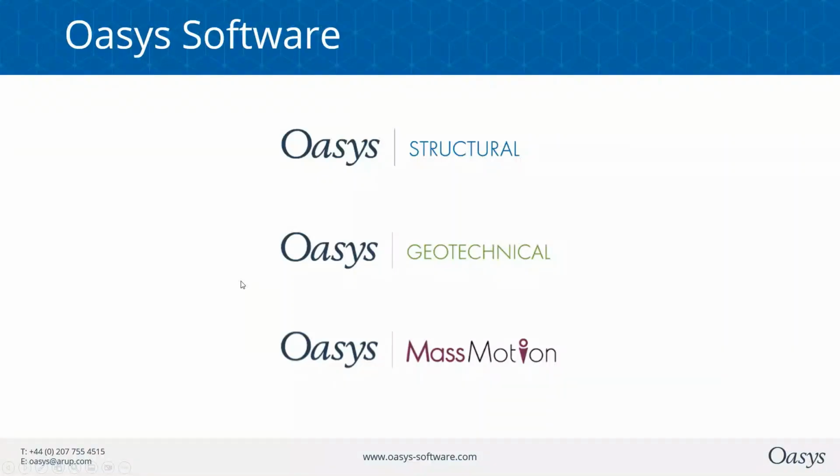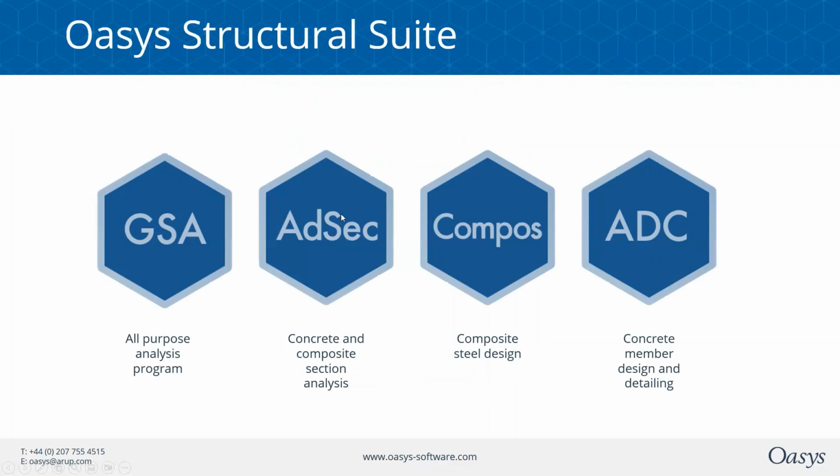Oasys, quick introduction to us. We are engineering software and we cover a range of engineering products and product types: structural, geotechnical, and pedestrian motion, or pedestrian modeling or mass motion, the main ones, but we do have some others as well. In structural we have GSA, which we're focusing on today, but also ADSEC, Compost, and ADC for looking at concrete sections, concrete beams, columns, composite beams, and so on, all in more detail.